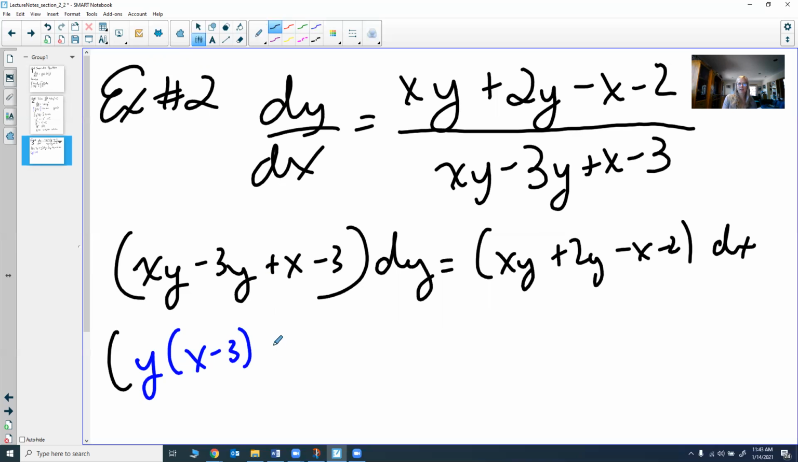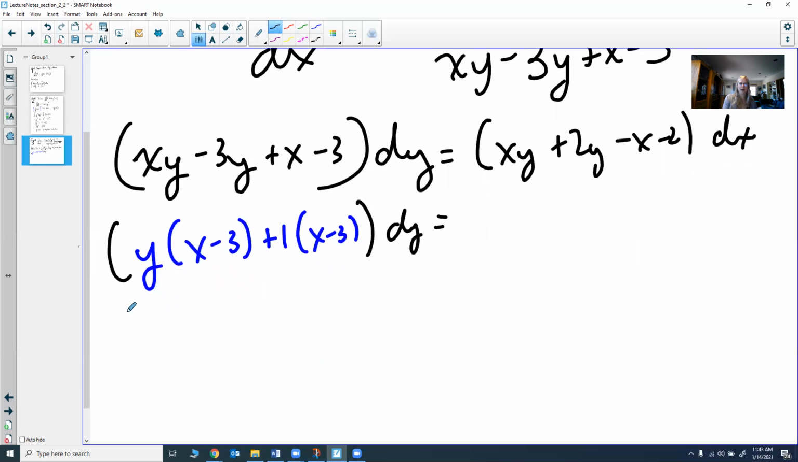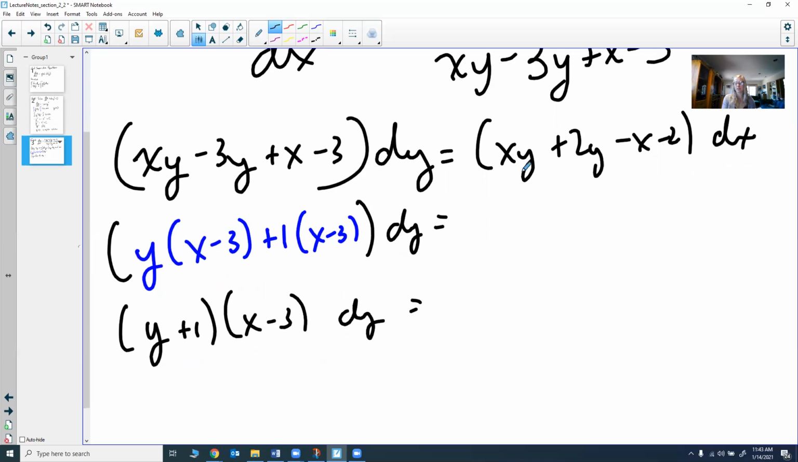And I notice that the second one, if I were to factor a 1 out, I would also have x minus 3. So it looks like I can factor this by grouping. And it looks like when I factor this by grouping, I in fact get y plus 1 times x minus 3, which is actually separable. So let's see if we can do it with the other side.